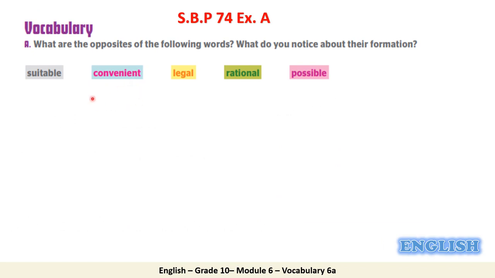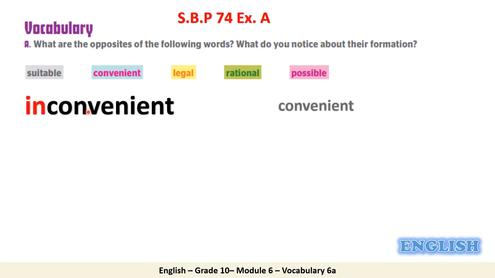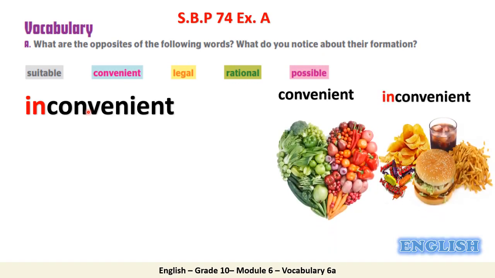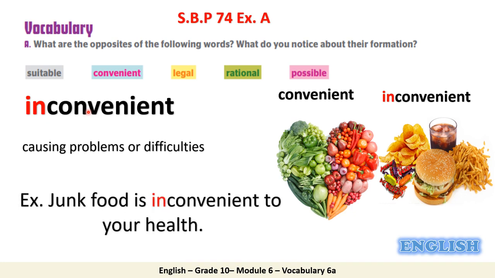And now, let's think about the word convenient. Can you tell me what is the correct prefix used with the word convenient to give the opposite meaning? That's correct. It is inconvenient. So, convenient and the opposite is inconvenient. And what does the word inconvenient mean? It means causing problems or difficulties. Let's put it in a sentence. Junk food is inconvenient to your health.